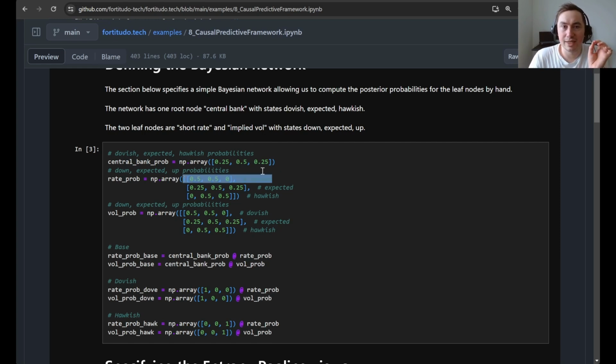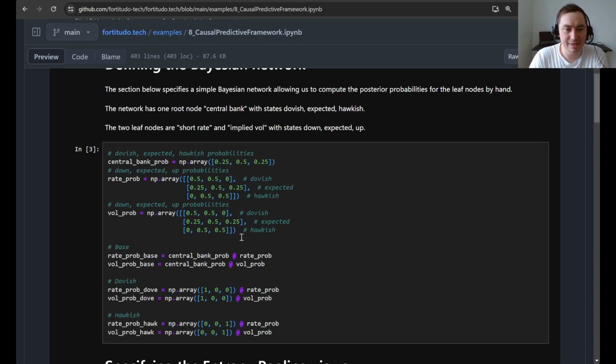So for the interest rates, if the central bank is dovish, then there's a 50% probability that they will decrease rates, and 50% probability that rates will remain at the current level. This is again something that you need to specify: what do you mean by rates increasing, decreasing, or remaining at the current level? And in the same way we specify probabilities: if they act as expected, then the probability that rates will go up, remain at the current level, or go down is symmetrical.